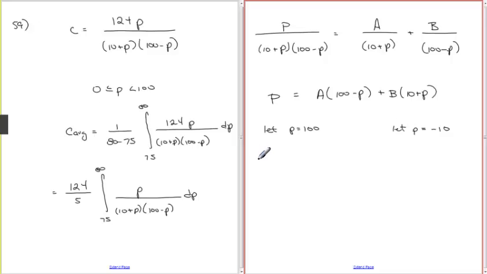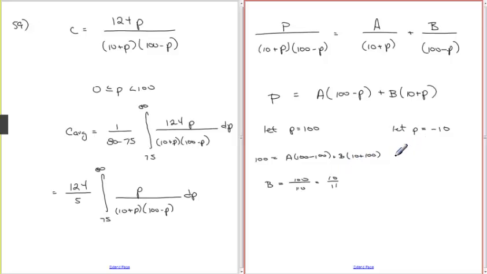So we have p is 100. We have A times (100 minus 100), so that goes to 0, plus we have B times (10 plus 100). So B, since this goes to 0, you just have 100 divided by 110, but we can factor out a 10, so we get 10/11.